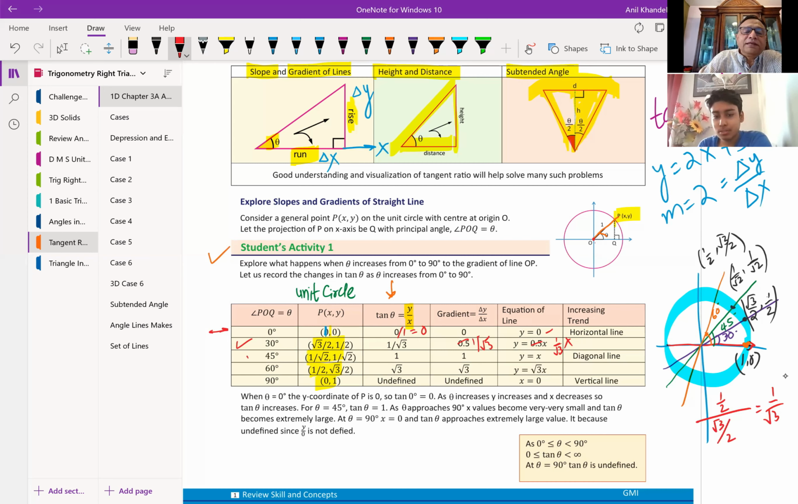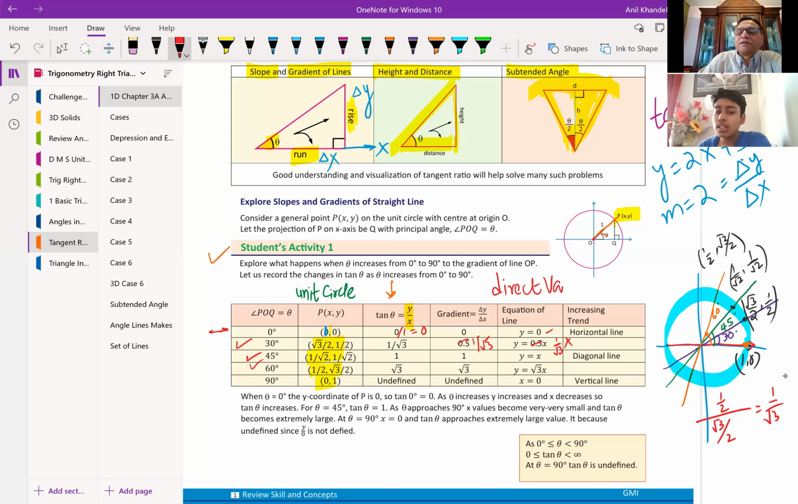For 45 degrees, it's a diagonal line which goes right through the center. Tan of theta will be equal to 1, and therefore the slope is 1, and the equation of the line will be y equals x, correct? Yes, sir. In the case of 60 degrees, the point will be half and square root 3 over 2. If you find the ratio, you get square root 3, and therefore the slope will be square root 3, and the equation of the line will be y equals square root 3 x. So these are all direct variations.